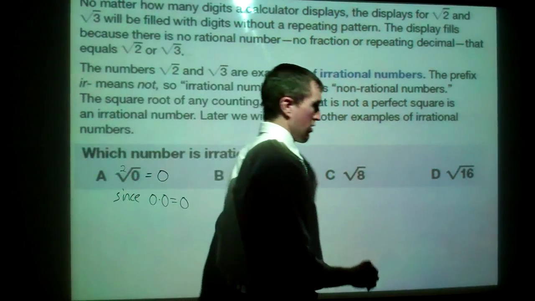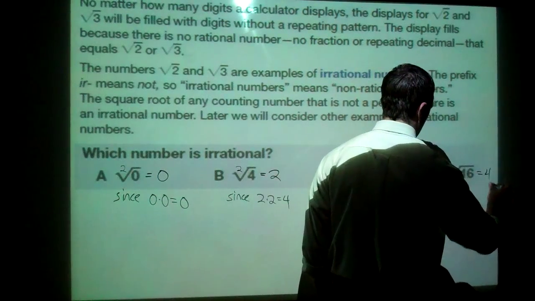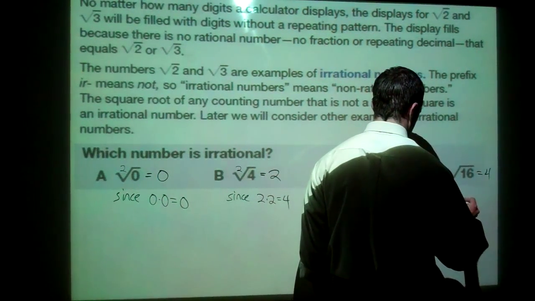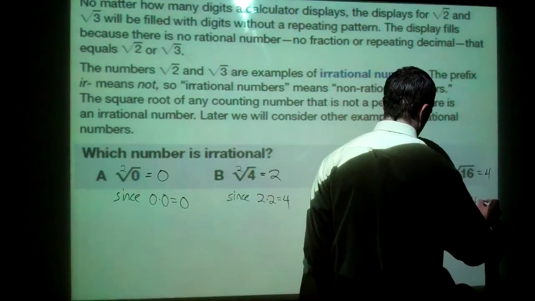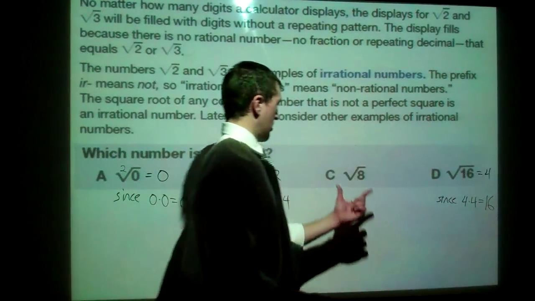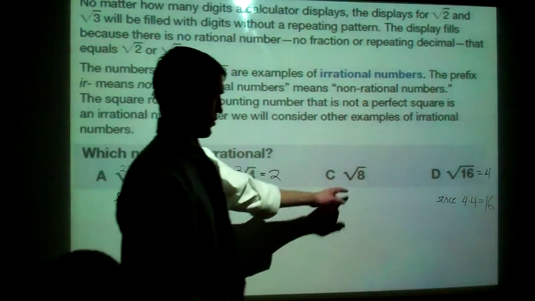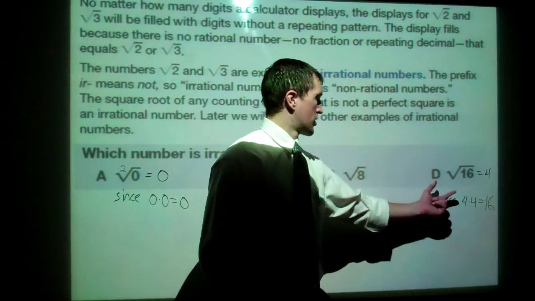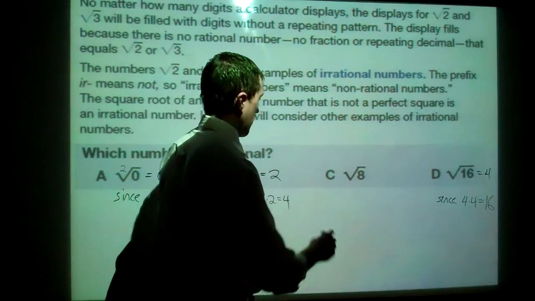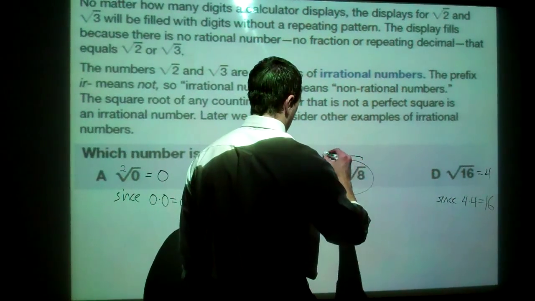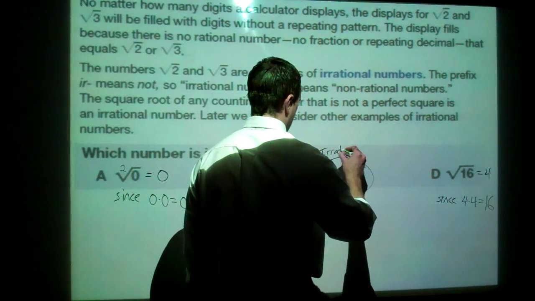Let's skip over to D here. We know this one is 4, since 4 times 4 equals 16. Square root of 8. A lot of my students wanted to say that this was 4, but it is not 4. Square root of 16 is 4. This is irrational. This is our irrational number.